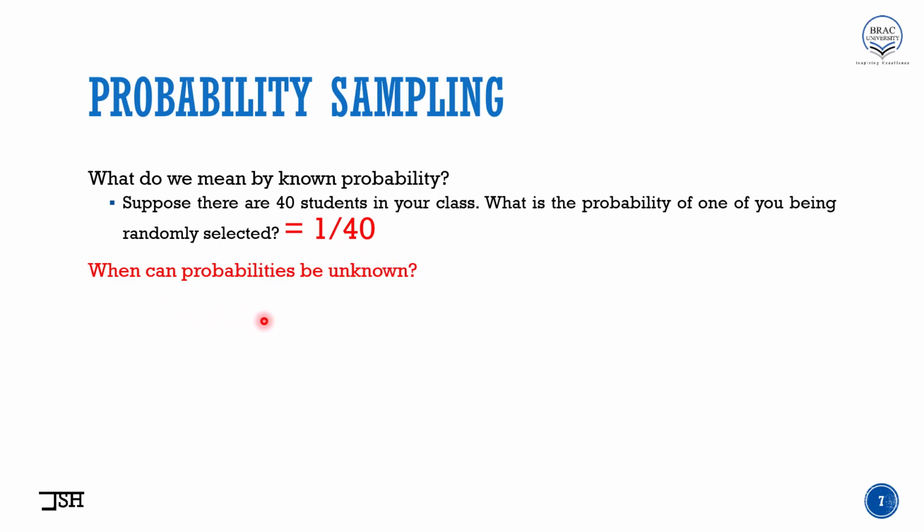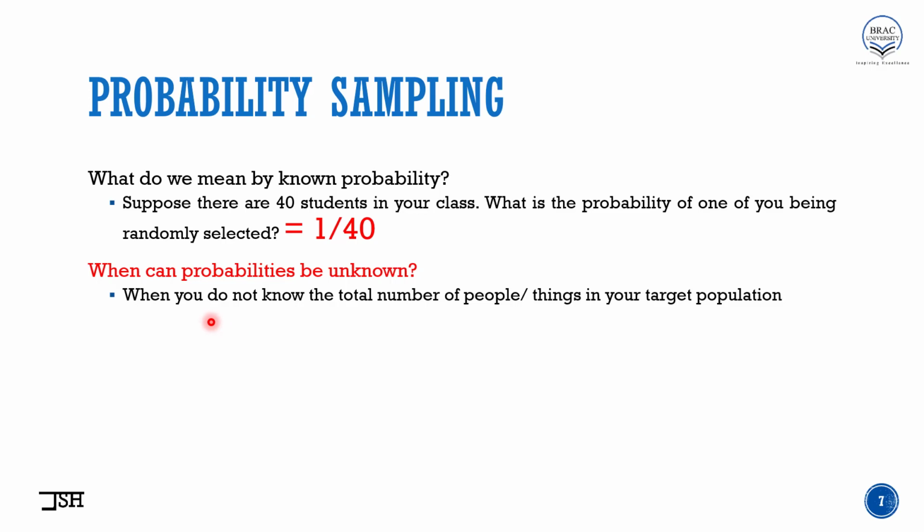So the answer is this. When you do not know the total number of people or things in your target population. So if we do not know the total number of people in my population, or if I do not have the list of people in my population, I will not be able to calculate the probability. Don't worry, you are supposed to be confused right now. I'm explaining it very thoroughly with an example here.